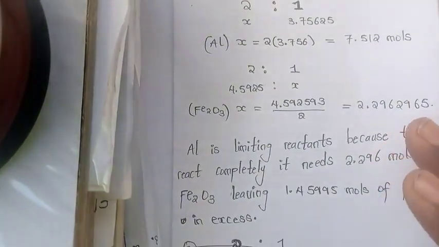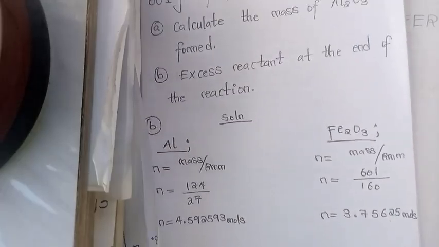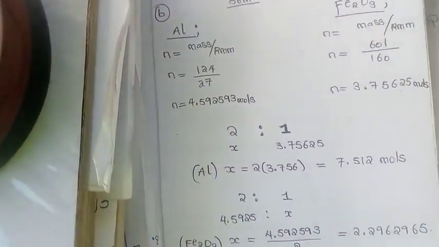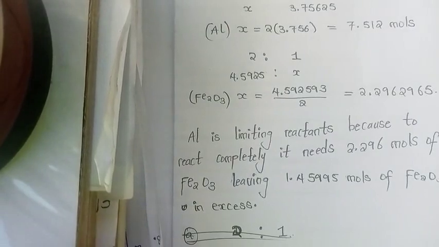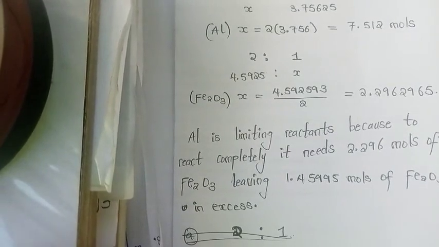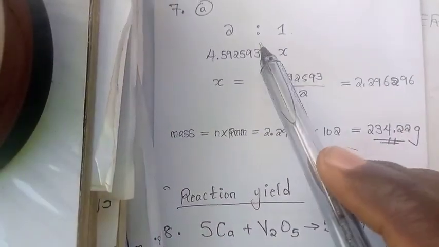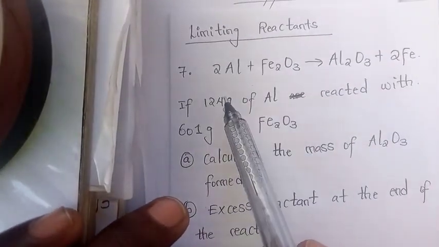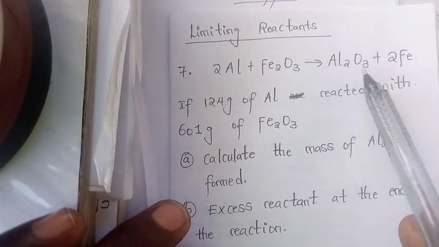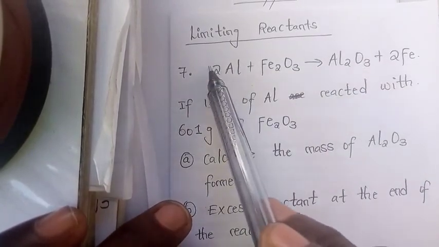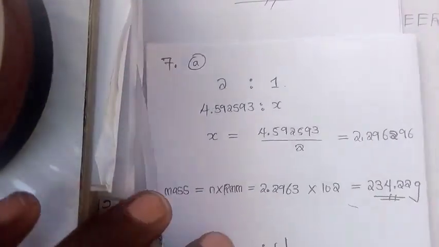Now they want us to calculate the mass of aluminium oxide. How do I proceed? To calculate the mass of the aluminium oxide, I use the limiting reagent moles. I cannot use the moles of a reactant which remained in excess, which means it was not completely consumed. So I come here, and it will be 2 to 1, because if I look at the compounds they want, aluminium and aluminium oxide are in the reacting ratio 2 to 1. So I put that here.